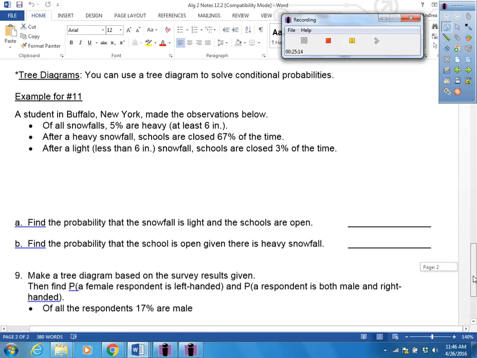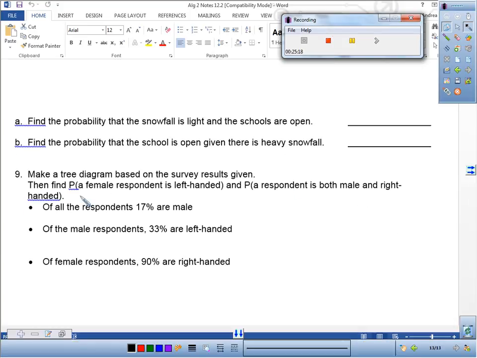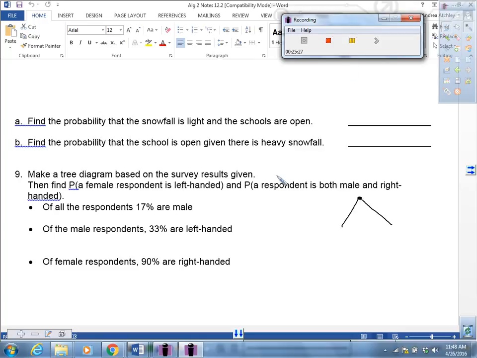Okay, I want you guys to try and draw your tree diagram for this one. You can just draw it here. Probably the easiest way to do that. Okay, so let's see how we did.